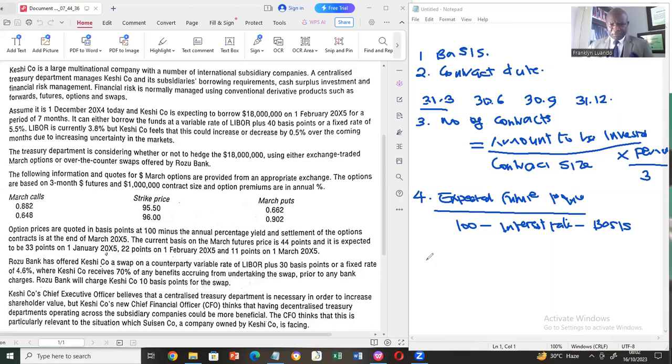Number 5, determine the gain made or the loss made as a result of exercising the option.